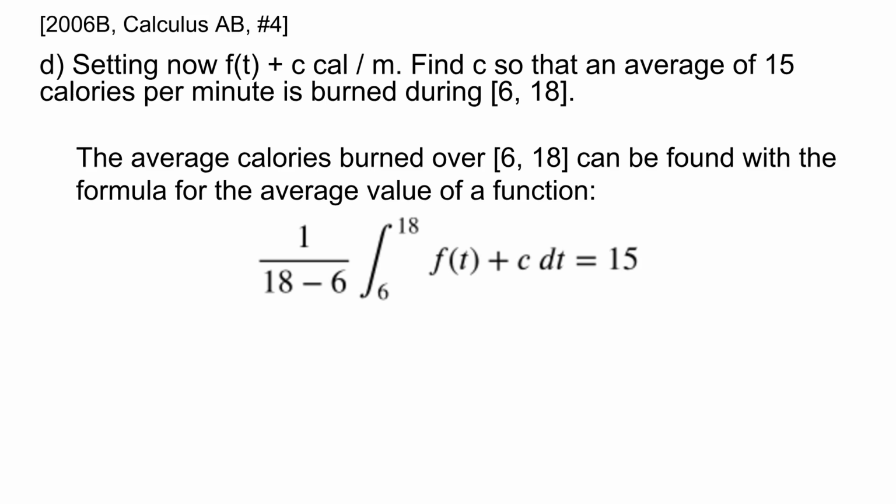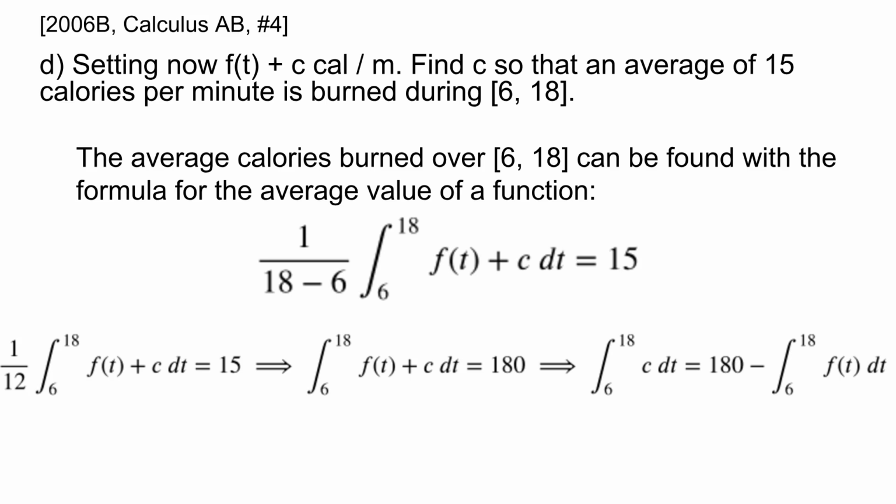The average calories burned over the interval from 6 to 18 minutes can be found with the formula for the average value of a function. So we get 1 over (18 minus 6) times the integral from 6 to 18 of f of t plus c dt, and we need that to equal 15. So we get 1/12 times the integral from 6 to 18 of f of t plus c dt equals 15. That implies that the integral from 6 to 18 of f of t plus c dt will equal 180.